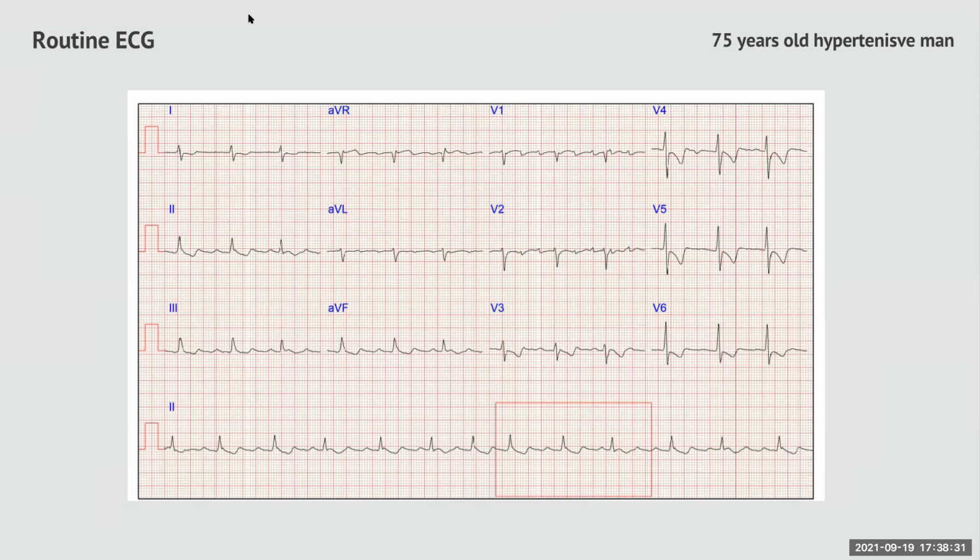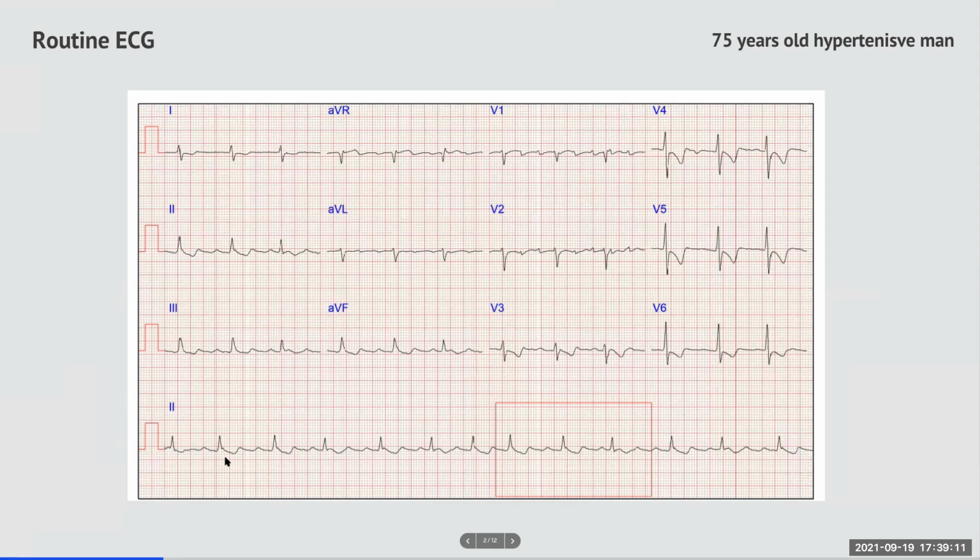So do you think there is a pattern to it, or is it completely irregular? You don't see a pattern at all? Look at the rhythm strip at the bottom of the screen. What do you see? No pattern. I don't see any pattern. Very good. There's no Mobitz type 1 or Mobitz type 2. Doesn't look like that. It is irregular, and there is no pattern to it.